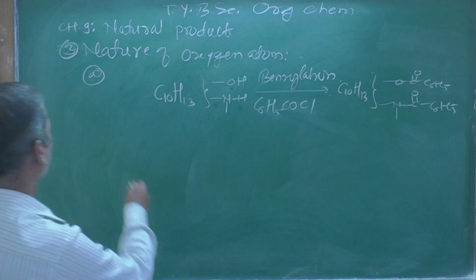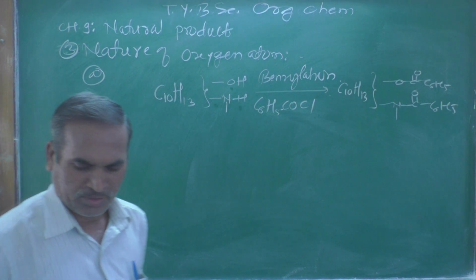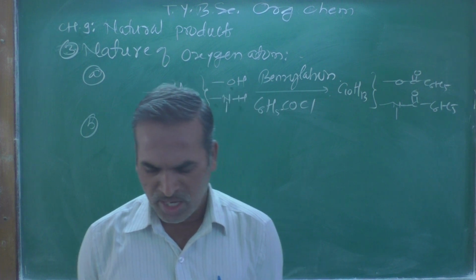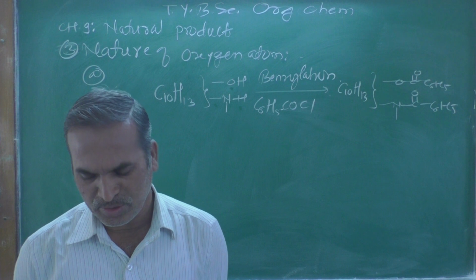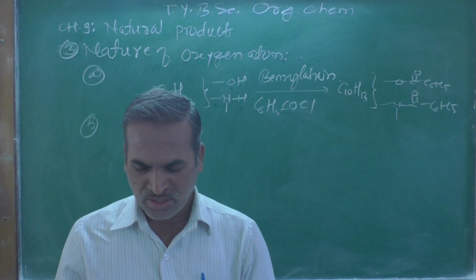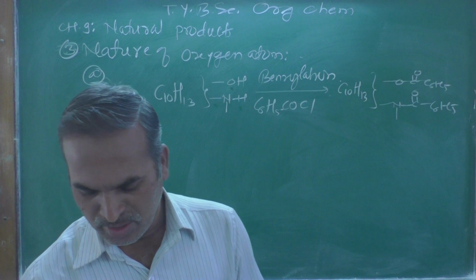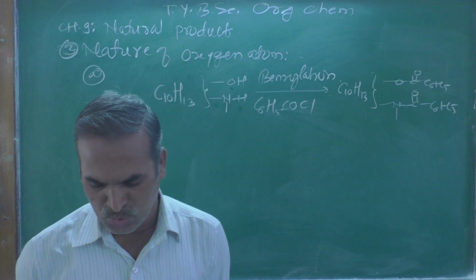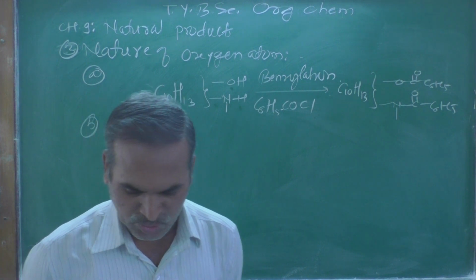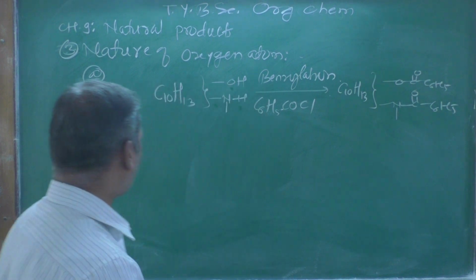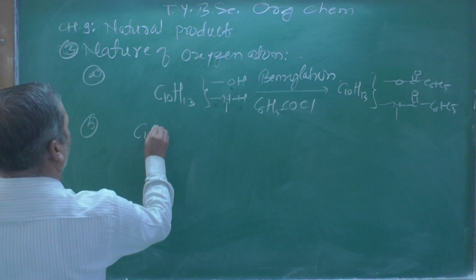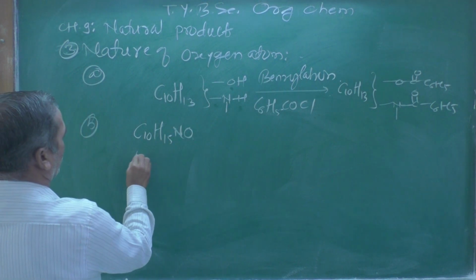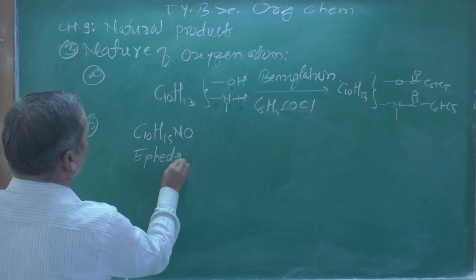So now the second point, B. Ephedrine on oxidation with K2Cr2O7 in presence of H2SO4 furnishes a ketone with the same number of carbon atoms. There is no change in the carbon atoms. We know that the molecular formula of ephedrine is C10H15NO, right?